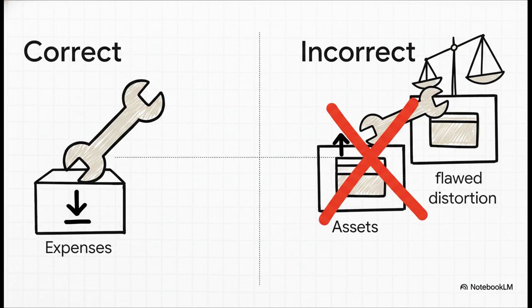But the damage doesn't stop there. Every single future decision based on that flawed data, every budget, every loan application is now compromised. Precision in your blueprint isn't just a nice-to-have, it's an absolute necessity.